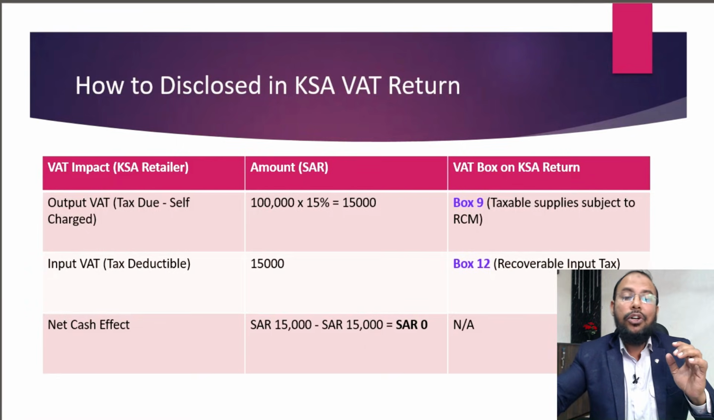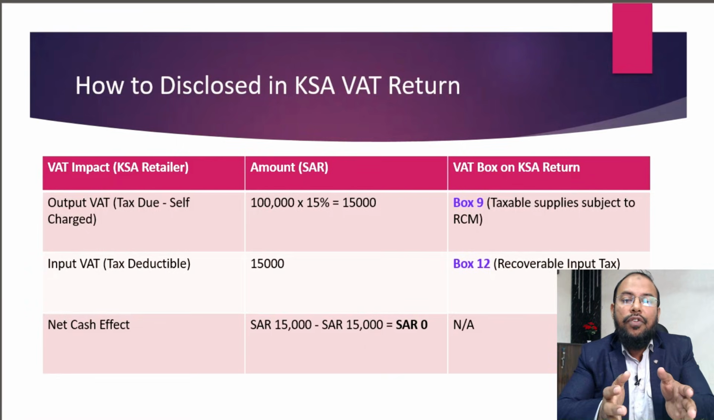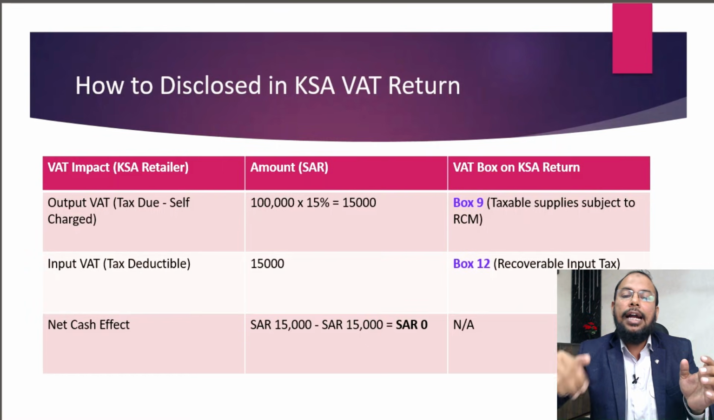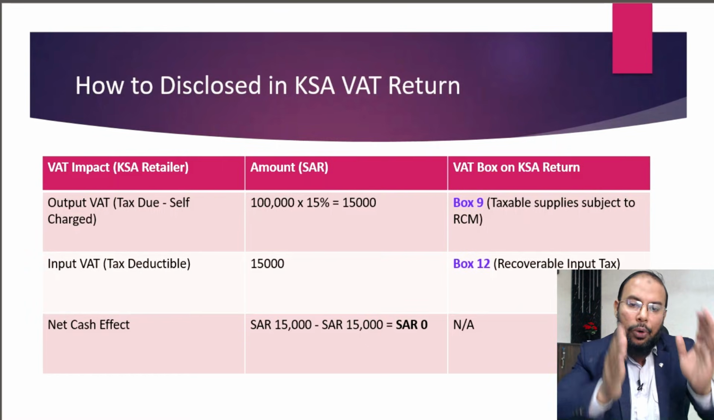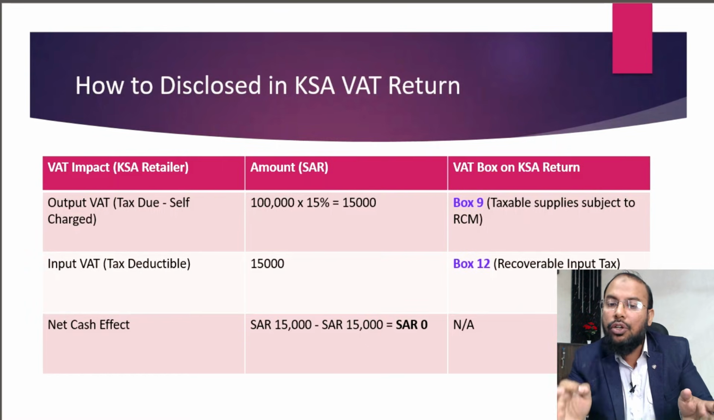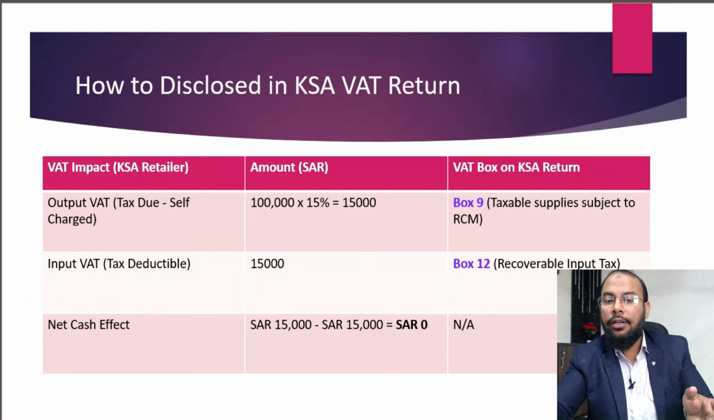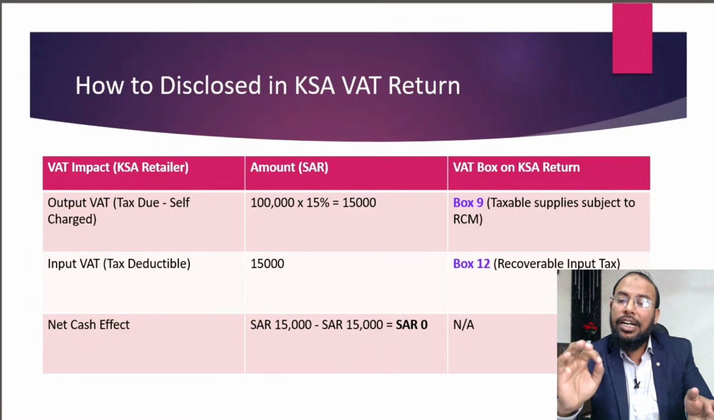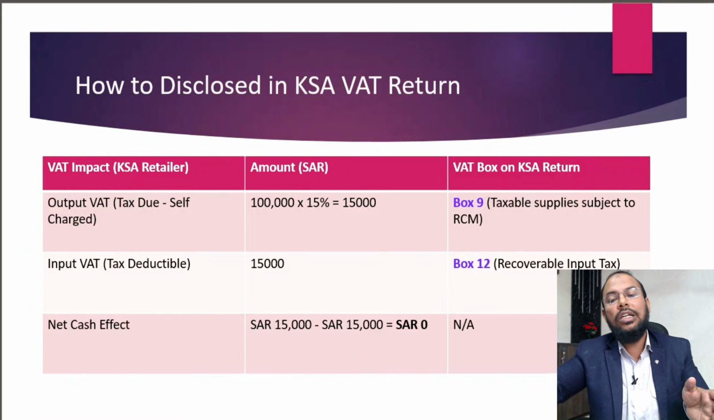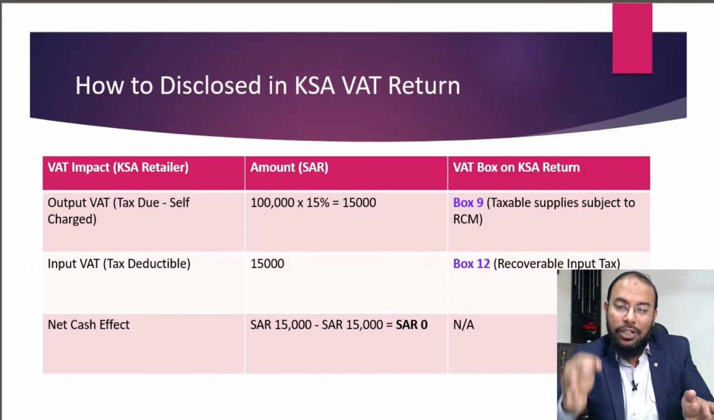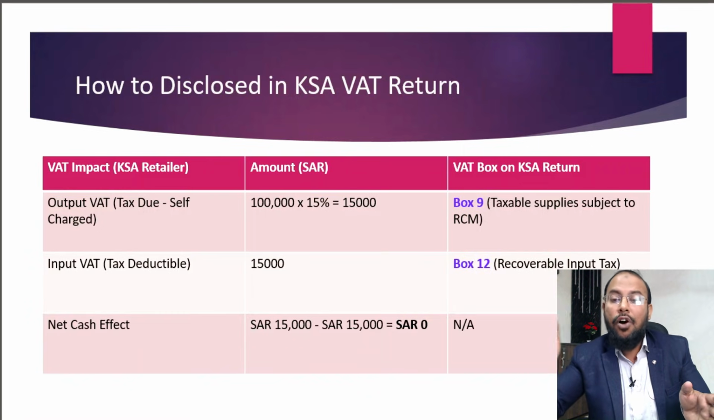For your information, output VAT on 100,000 at the rate of 15% is calculated as 15,000, which you need to disclose in box 9. I hope you got it. In box 8, you need to disclose if you are importing goods. In box 9, you have to inform when you are importing services from outside KSA. I hope you got it.